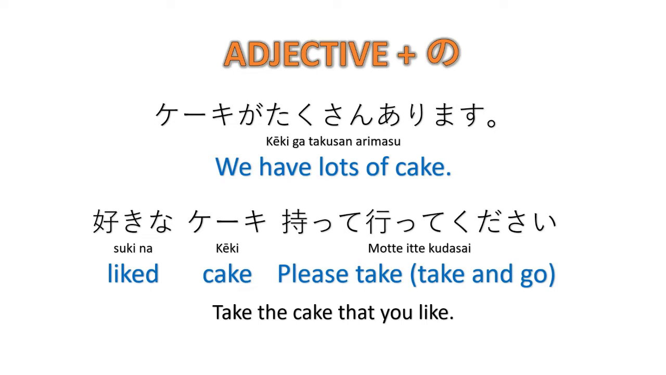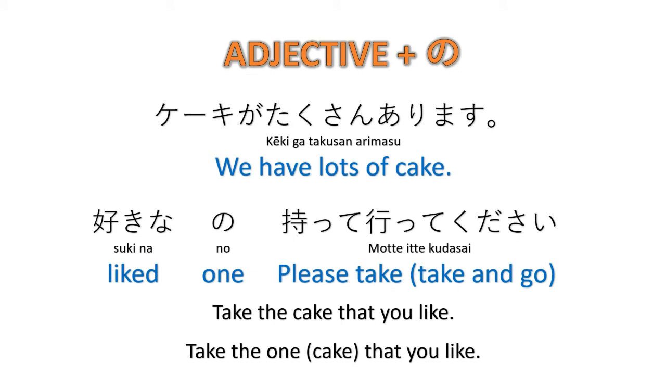Here, when we want to answer, for example, we want to just say take the one that you like instead of repeating the word cake. So we have a lot of cakes. Take the one that you like. We avoid using the repetition, take the cake that you like. So to say, take the one that you like, instead of saying keiki again, we change it to no. Sukina no motte ite kudasai. Please take the one that you like. Okay?